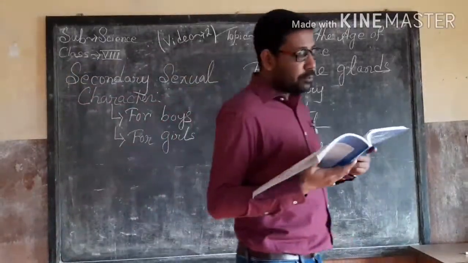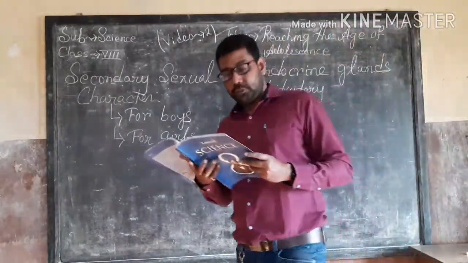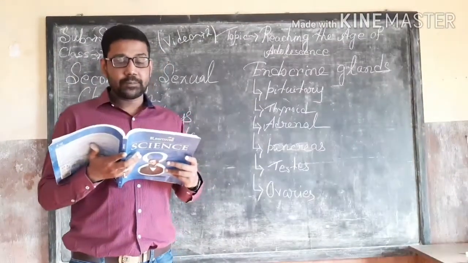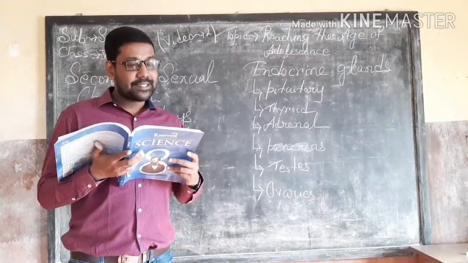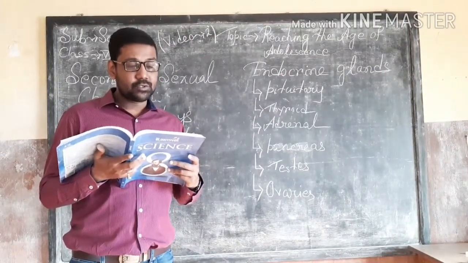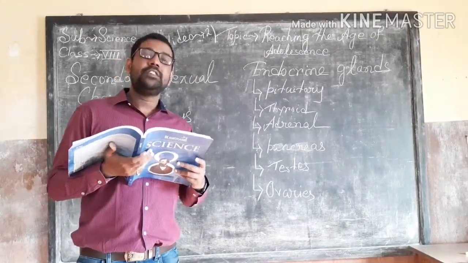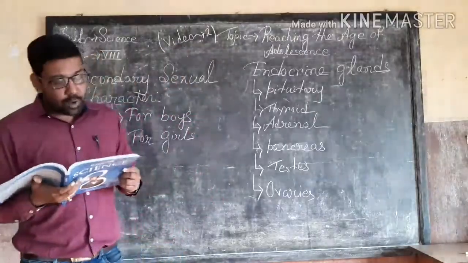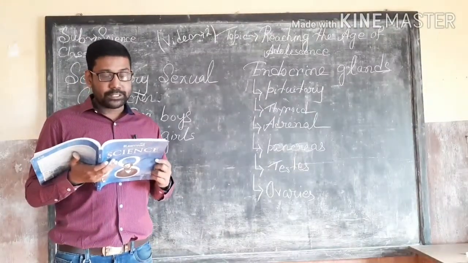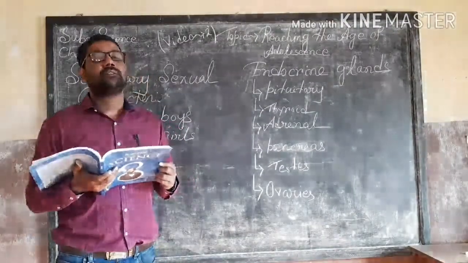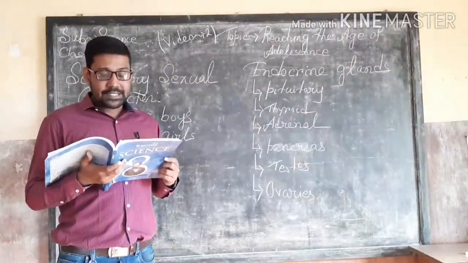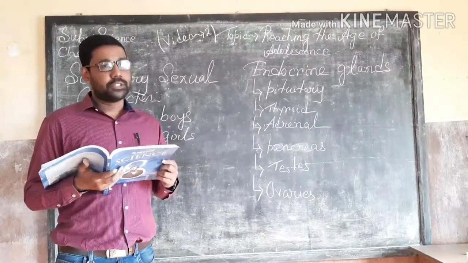The onset of puberty is controlled by hormones. The pituitary gland releases hormones which stimulate the testes to release testosterone in males and the ovaries to release estrogen in females. This one is the first step. Second one, the sex hormones reach the specific part of the body, or the target site, through the blood. Third one, the hormones stimulate changes in the body at the onset of puberty.